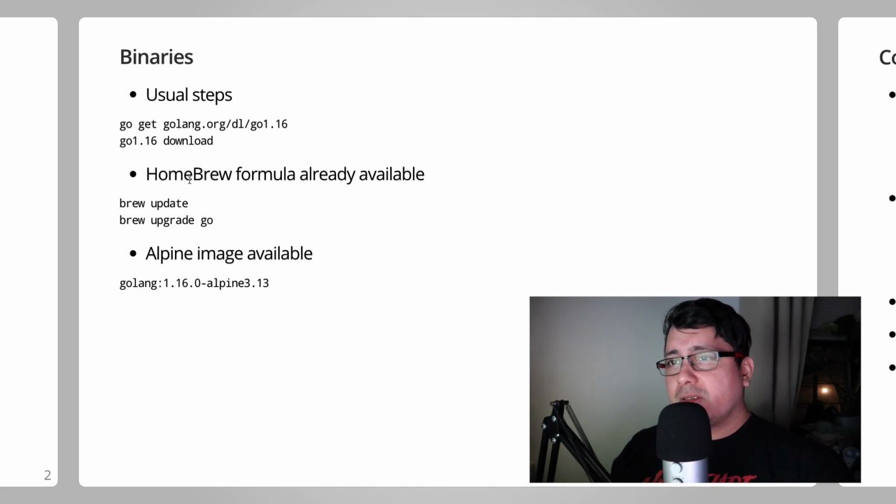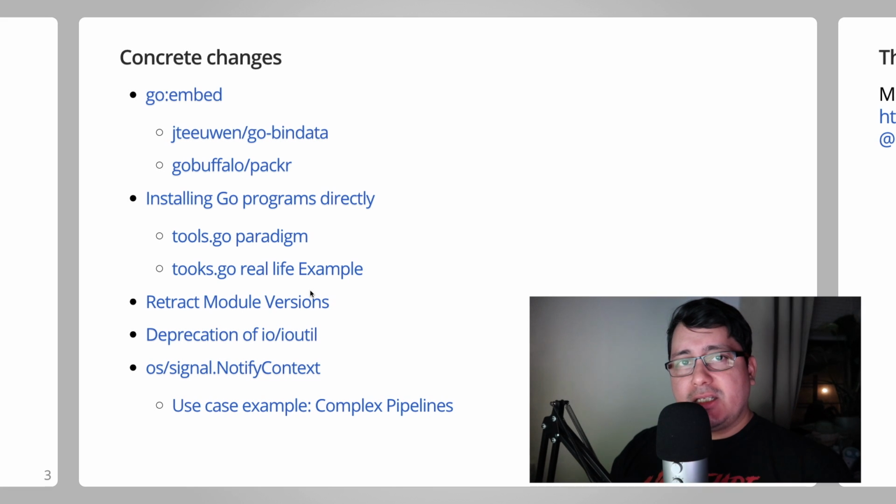For Linux, it depends on what distribution you use. If you happen to be using Docker for distributing your binaries, there is already an image that uses Alpine. Using 1.16, there is a version for Alpine 3.12 as well, in case you were wondering. So what did exactly change? A lot of things changed, but I just want to call out a few of the new features that I do like. For example, the biggest one will be Go embed.